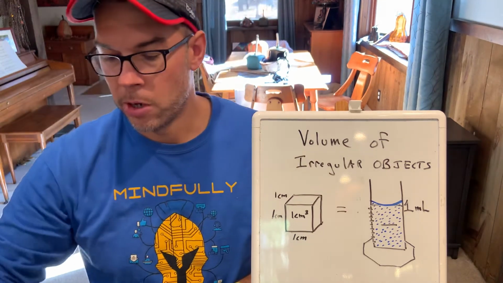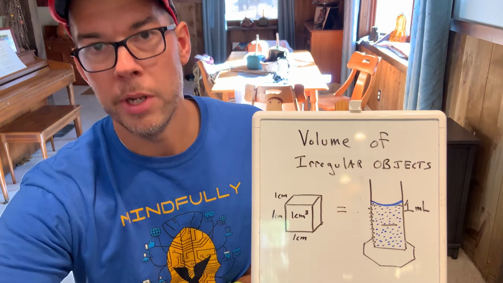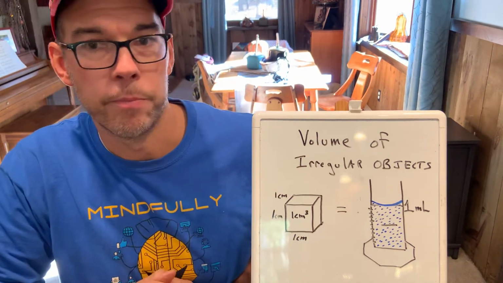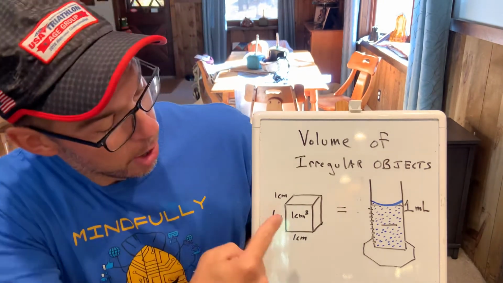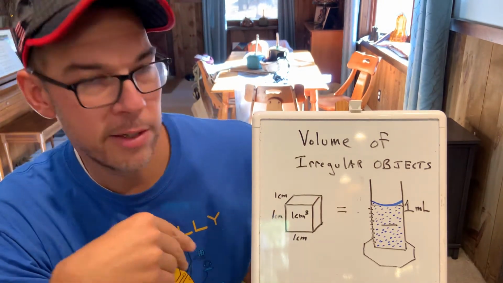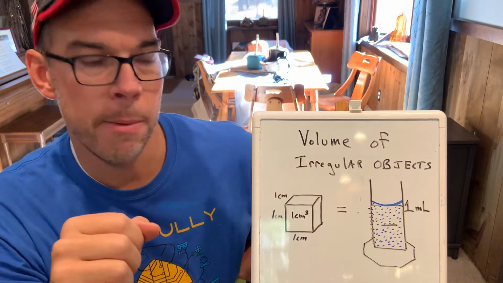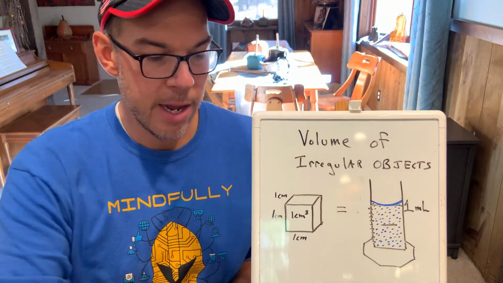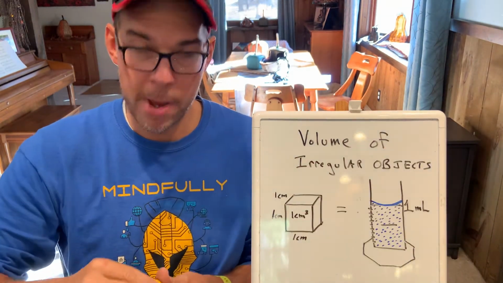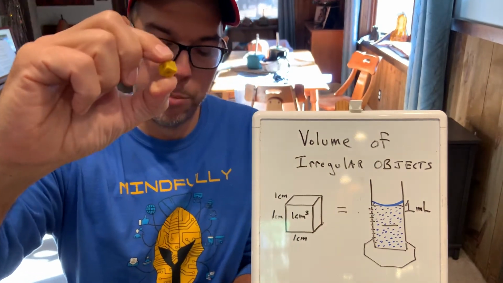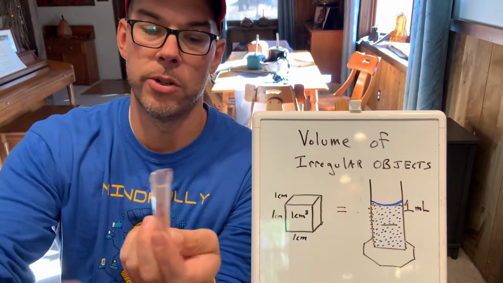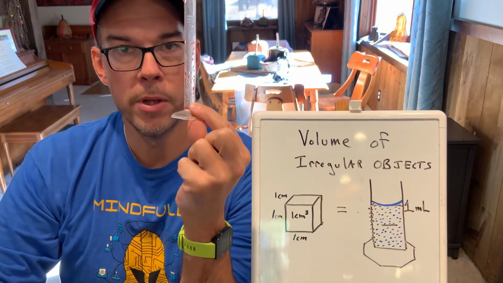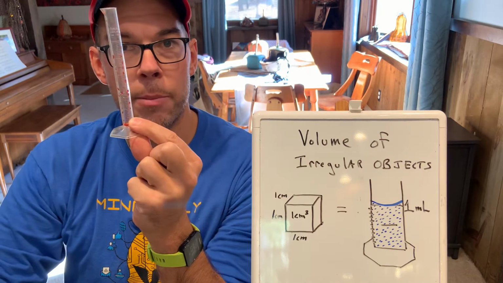All right, so the key to understanding how to do an irregular shaped object is this right here. What this shows us is that 1 centimeter cubed is exactly equal to the same amount of space that 1 milliliter is. So with that being said, if I were to melt this down and pour it into this graduated cylinder, it would come up to exactly here. 1 milliliter is a centimeter cubed.